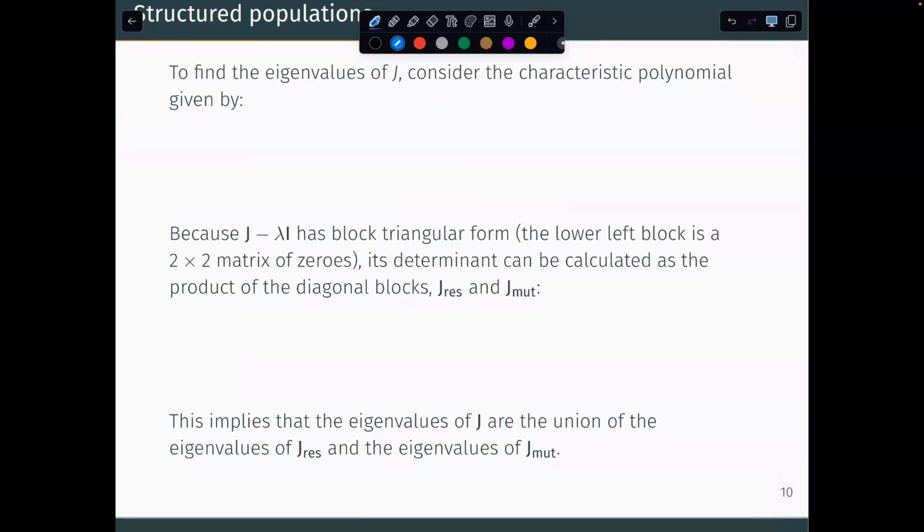So to find the eigenvalues of J, we need to consider our characteristic polynomial. We need to set this equal to 0. So we have the determinant of J minus lambda I, where lambda are our eigenvalues, which is just the determinant of this block matrix minus lambda times I.